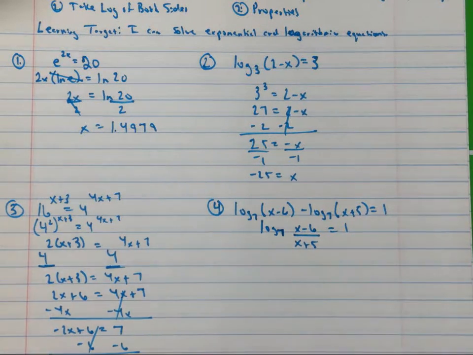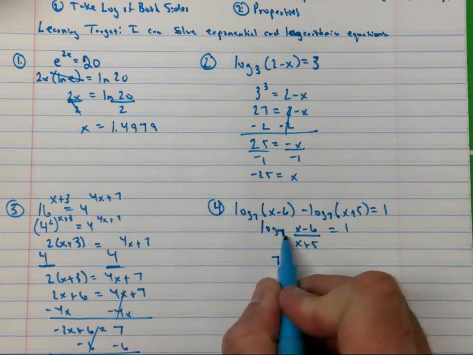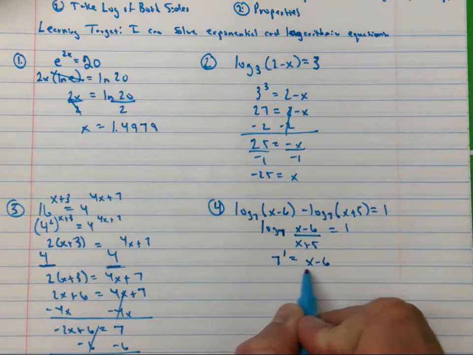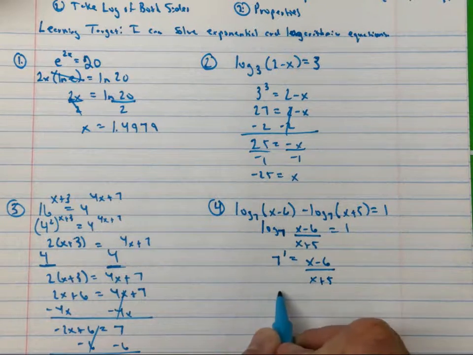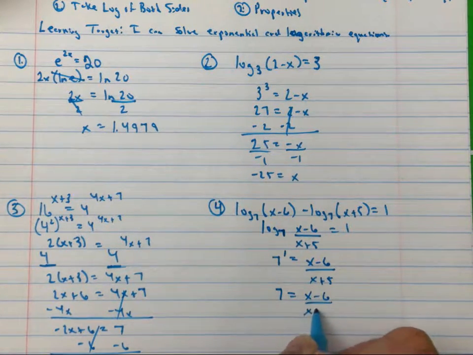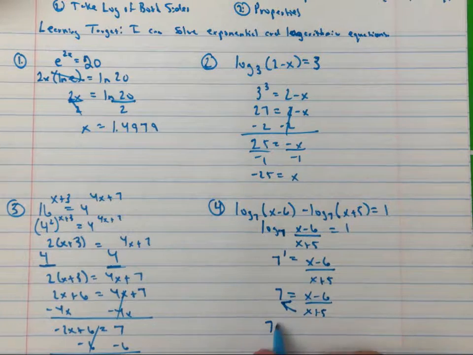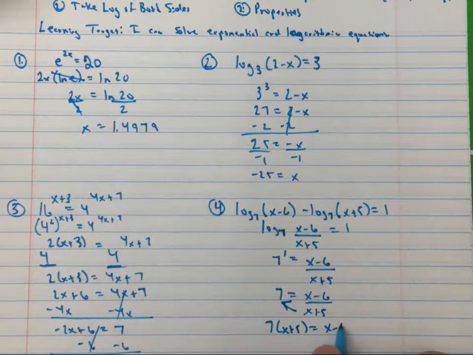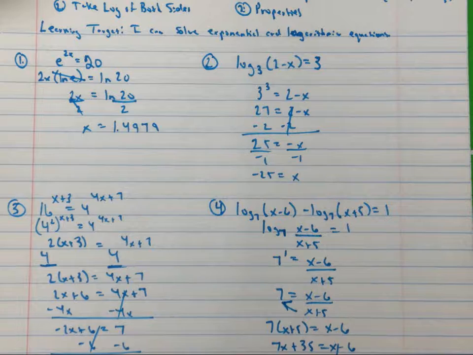Now, since I have one log, I can write an exponential form. 7 to the first equals x minus 6 over x plus 5. 7 to the first is 7. Now I can cross multiply. 7 times x plus 5 equals x minus 6. X equals negative 41 over 6.